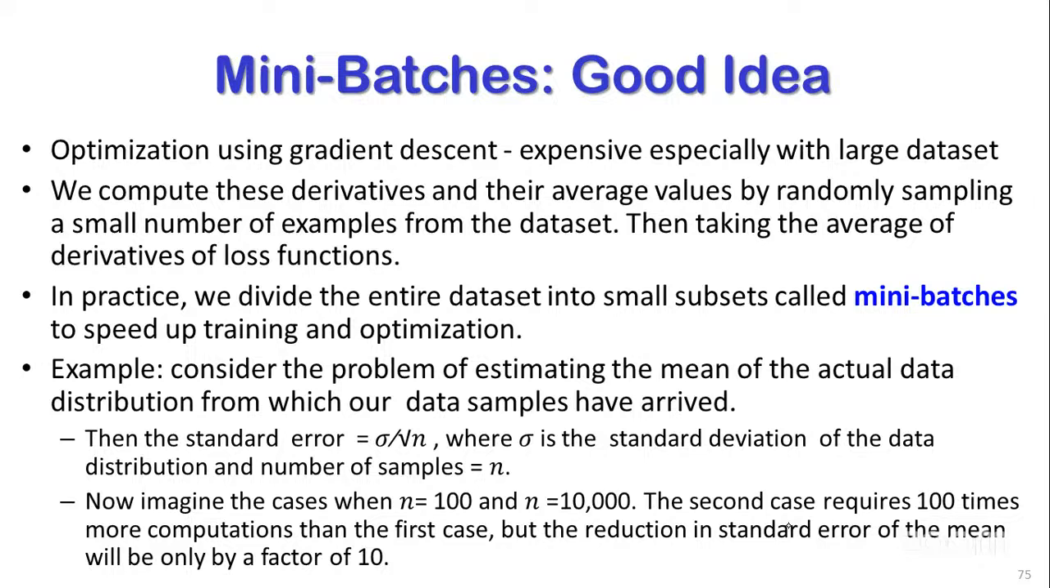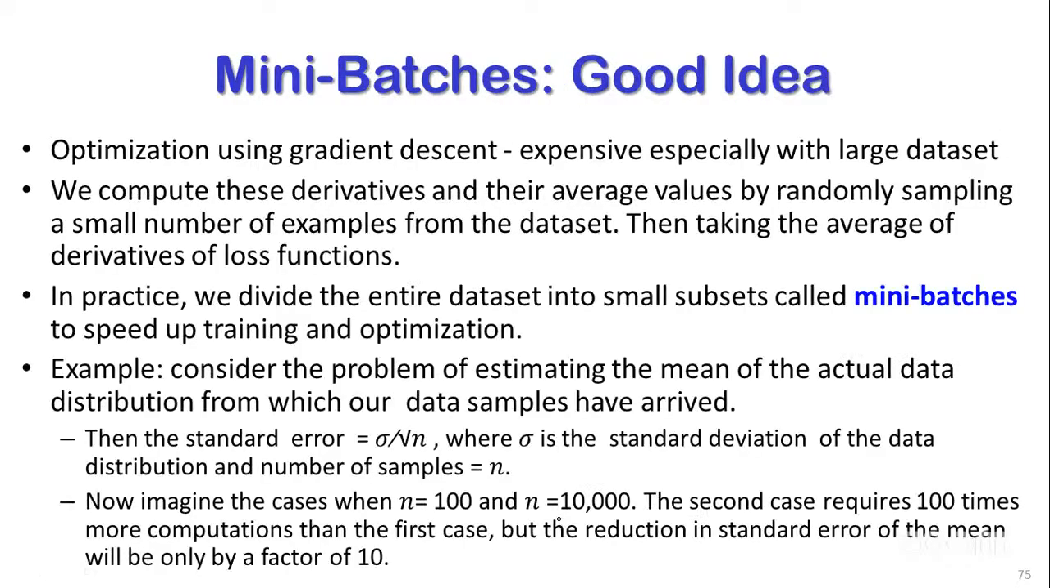So let us say I am going to have this standard error. This error depends upon the standard deviation from the data of your samples, right? And how this error depends upon the data you are using is square root n, in the denominator. Now just imagine your n is 100 and your n is 10,000. Do you get it? n is 100 and n is 10,000. So the second case requires 100 times more computations than the first case, right?